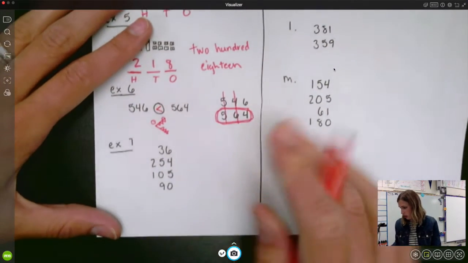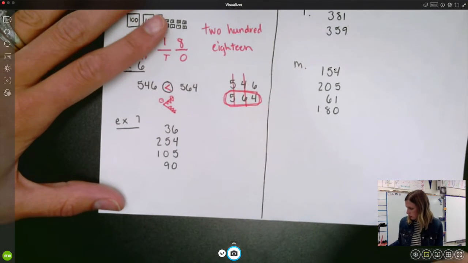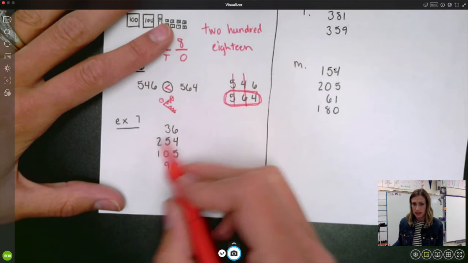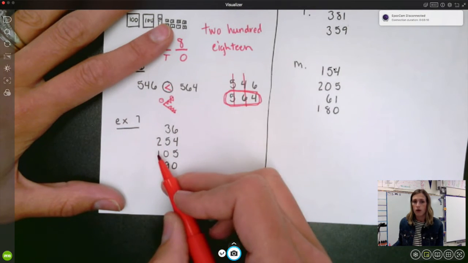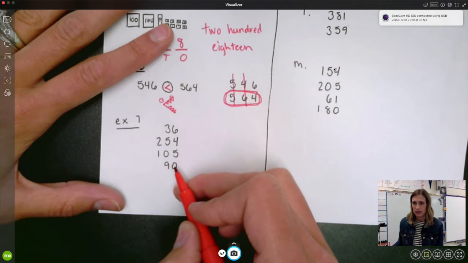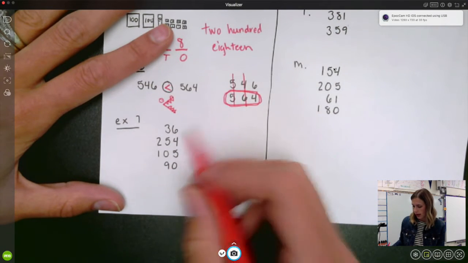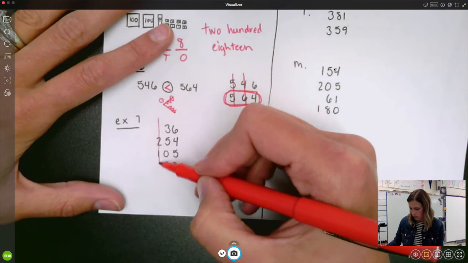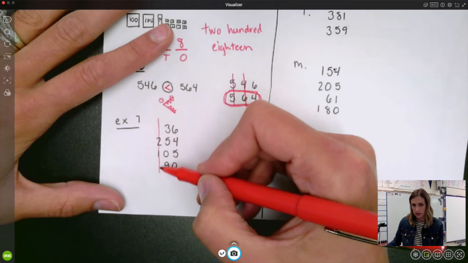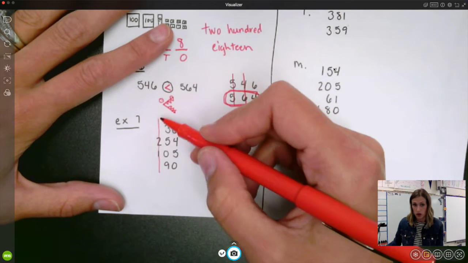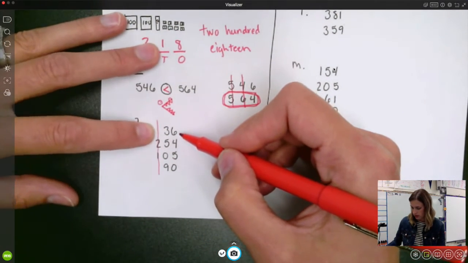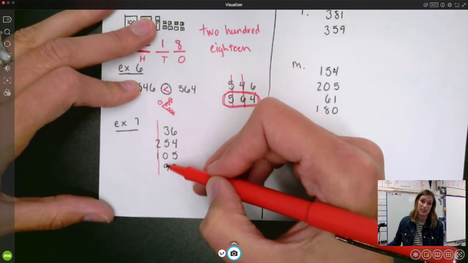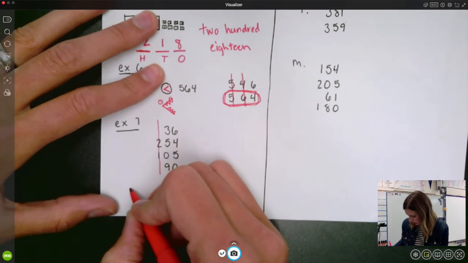Next, example 7. Arrange these numbers in order from least to greatest. So we're going to go ahead and pick which one is the smallest. Well, we're going to compare our hundreds column. The first number and the last number have no numbers in the hundreds column, so those are smaller. Let's look at 36 and 90. Which one's smaller? Well, this one's got a 3 in the tens place. This one's got a 9 in the tens place. So this one's smaller. 36 goes first.